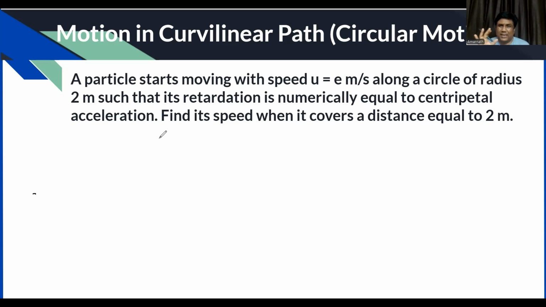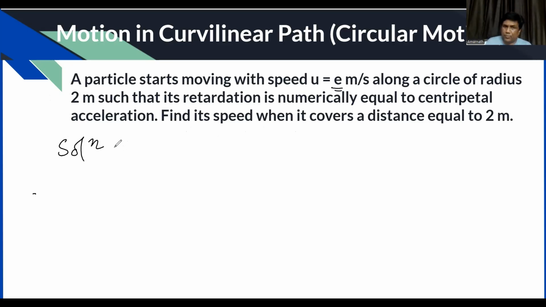You have to understand each and every word of the question, so please read it once more. A particle starts moving, it means initial velocity. It starts moving with speed u equal to e, initial speed e, along a circle of radius 2 meter, such that retardation, it means the particle keeps on decreasing its speed, is equal to the centripetal acceleration numerically. Then find its speed when it covers a distance of 2 meter.